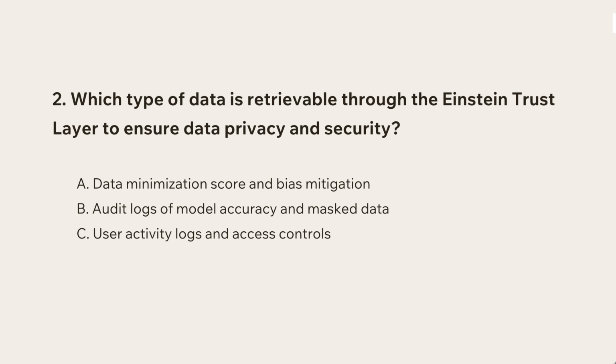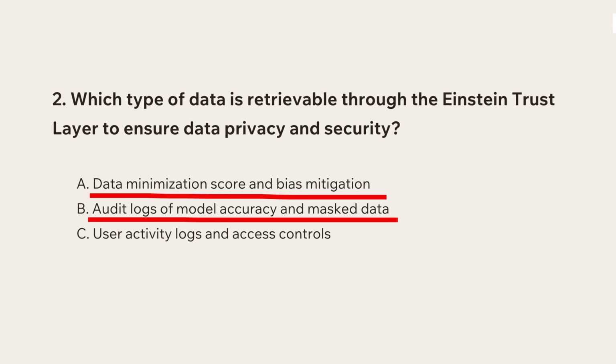Take a look at the options. Incorrect. While these are important privacy concepts, they are not specific data types retrievable through the trust layer. Correct. The trust layer logs how models perform and ensures sensitive data is masked, aligning with privacy and security goals. Incomplete. This only covers user logs, but the question asks about ensuring privacy and security, which requires more comprehensive data logging.